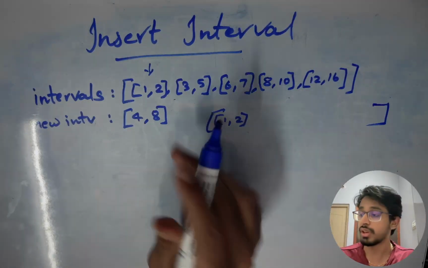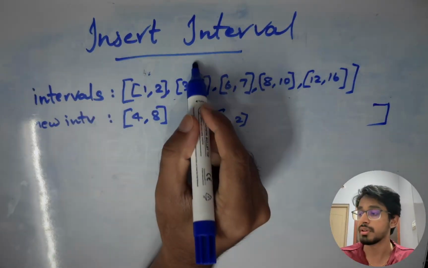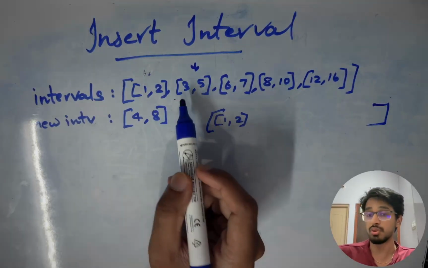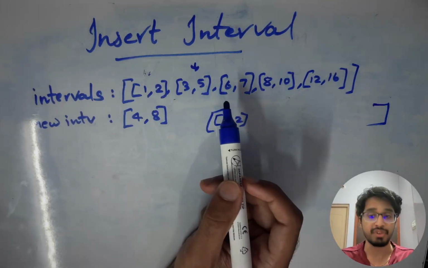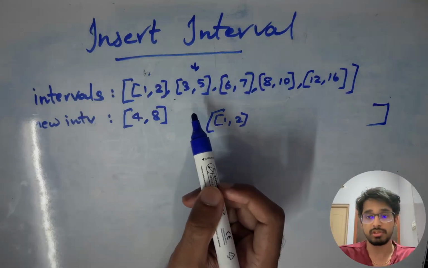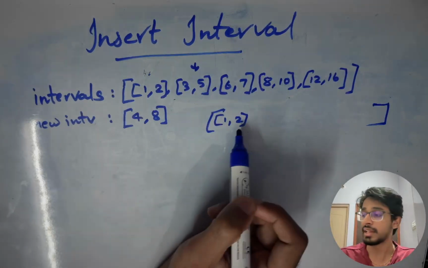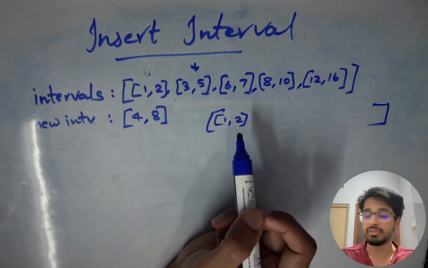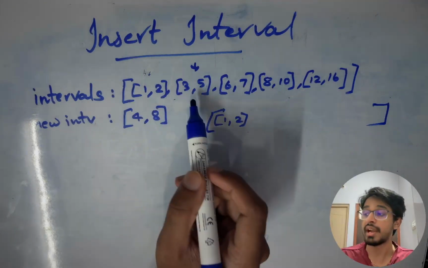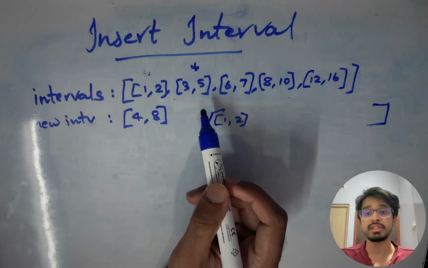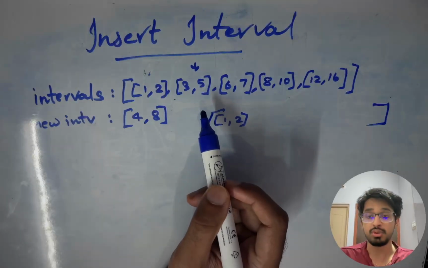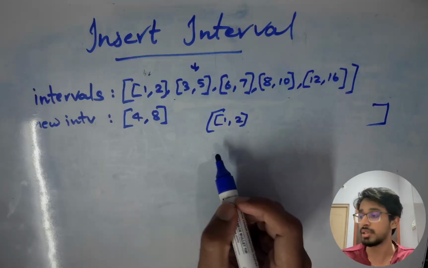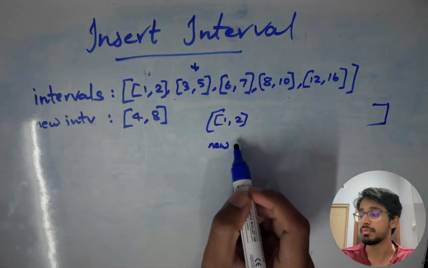All right, so now we go to the next step. 3 comma 5, so you see here 4 is overlapping in between 3 and 5. So over here we just need to create a new interval and then push it inside this new array. In this case, we need to compare the start and end intervals. Whichever is greater, we consider that to be our new interval. So let us create another variable here called new interval.